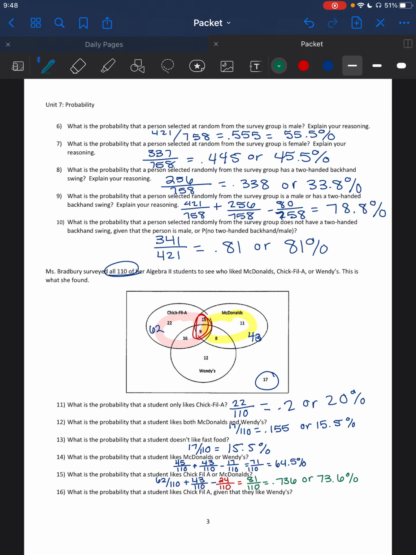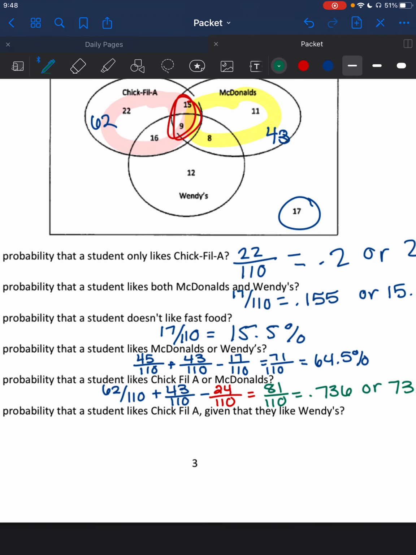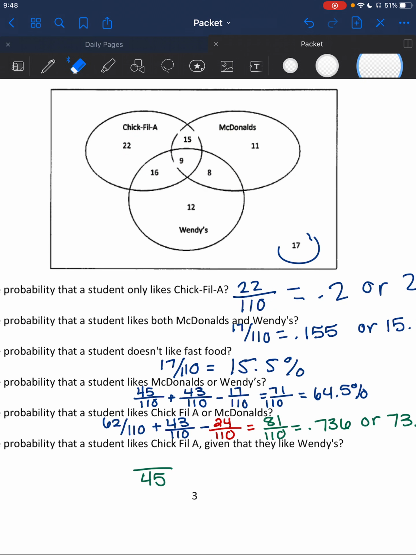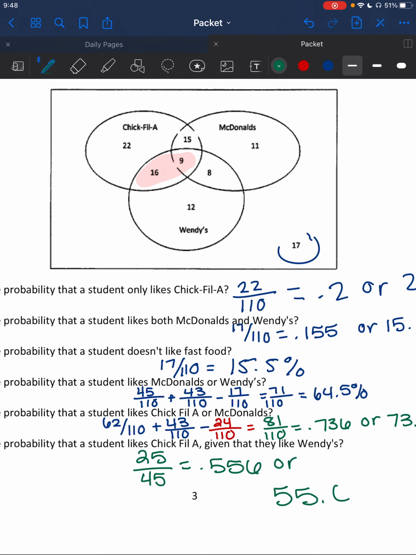Probability the student likes Chick-fil-A given that they like Wendy's. So we know that 45 kids like Wendy's. How many like both Chick-fil-A and Wendy's? So we are going to look right here to get 25. And that gives us 55.6%.